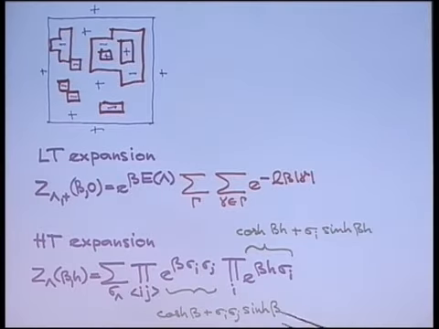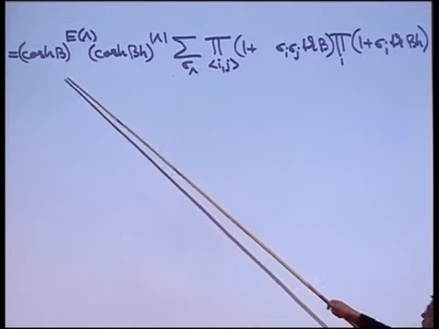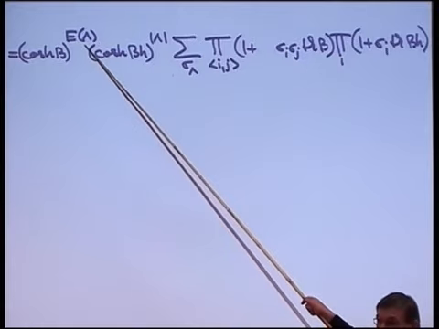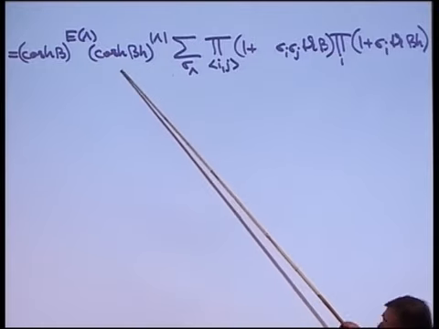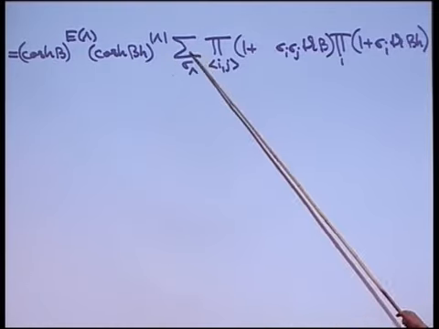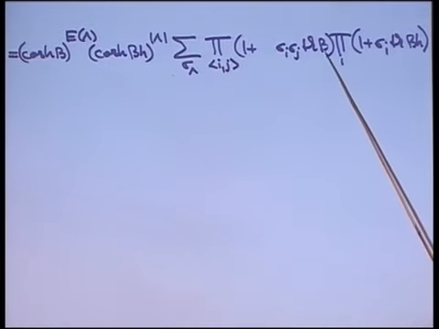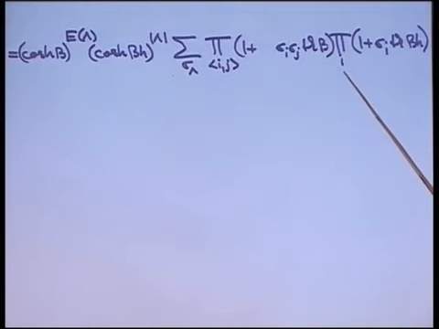Now I am going to take out cosh beta and cosh beta h out of all my expression, and what I will get at the end is this thing. So I have cosh beta to the number of edges in my volume times cosh beta h to my volume, I don't know how to pronounce it, and then I have a sum over all configurations, product over ij of 1 plus sigma i sigma j tanh beta, product over i of 1 plus sigma i tanh beta h.